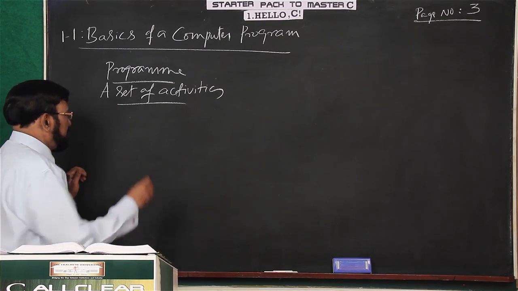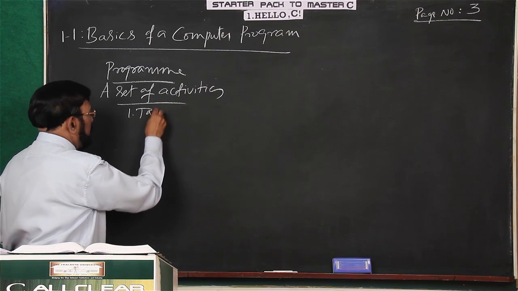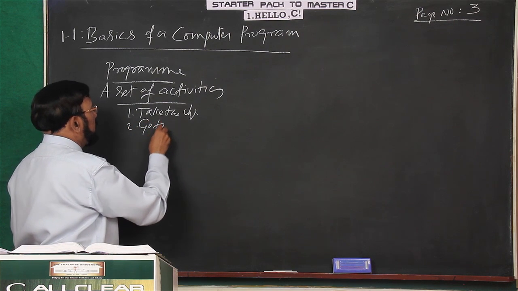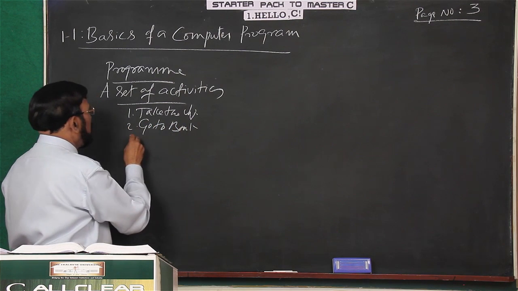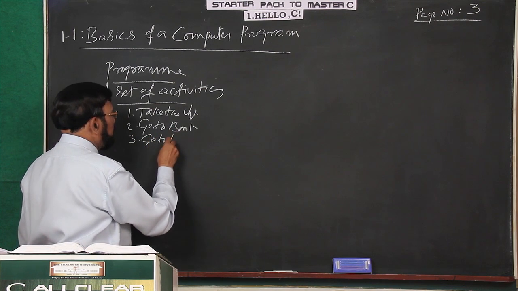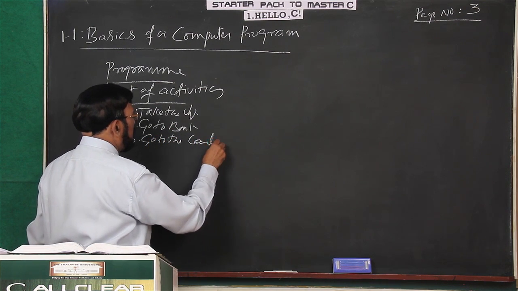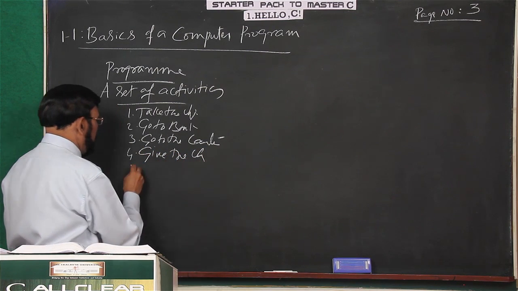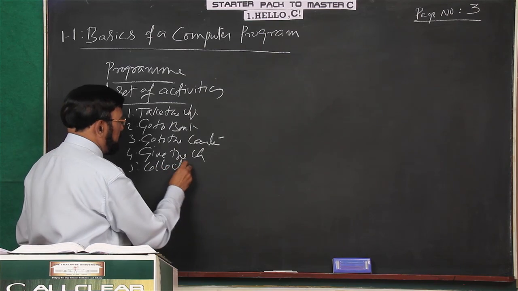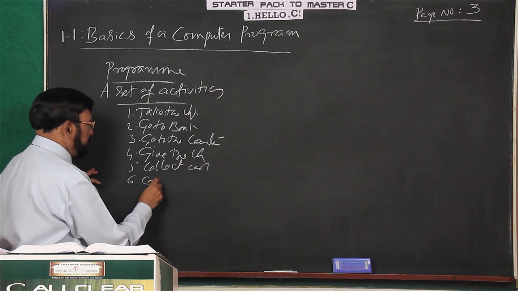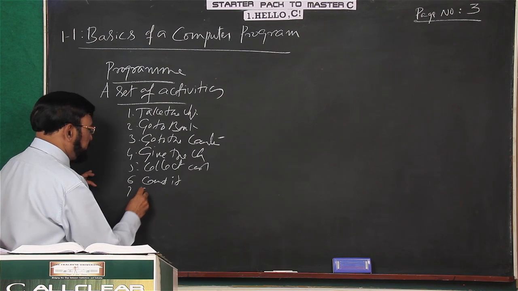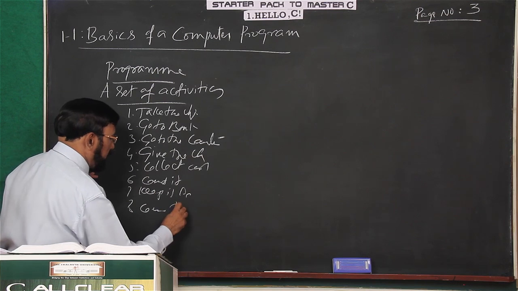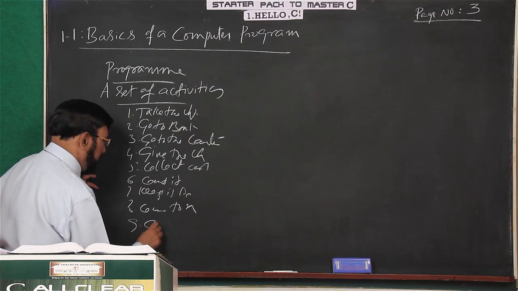Now, let us analyze the steps. Take the check. Go to the bank. Go to the counter. Give the check. Collect cash. Count it. Keep it safe. Come to me. Give the amount.